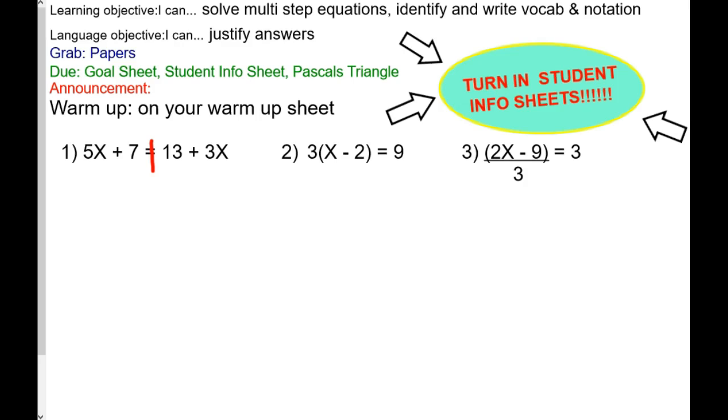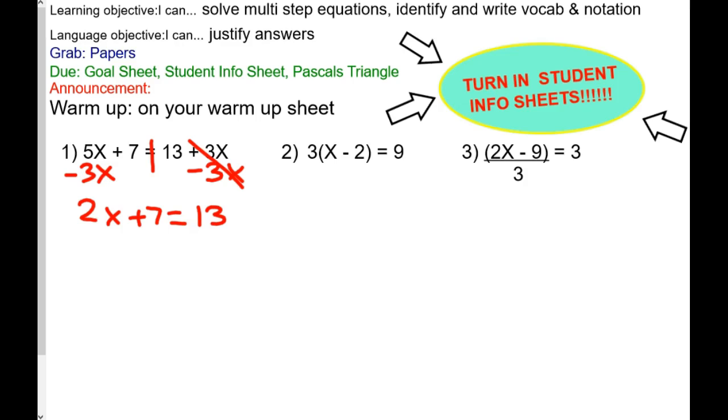So 3x is smaller than 5x. How do I get rid of a positive term, a positive 3x? We are going to subtract. So minus 3x, cancel that out. 5x minus 3x is 2x. Bring down, plus 7 equals 13.